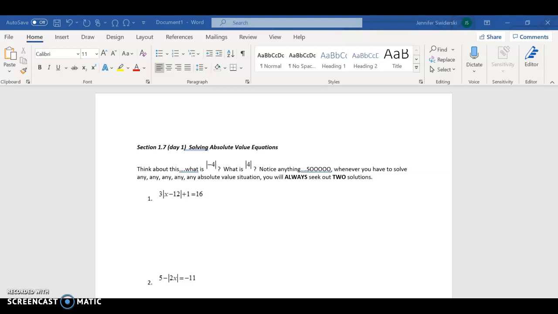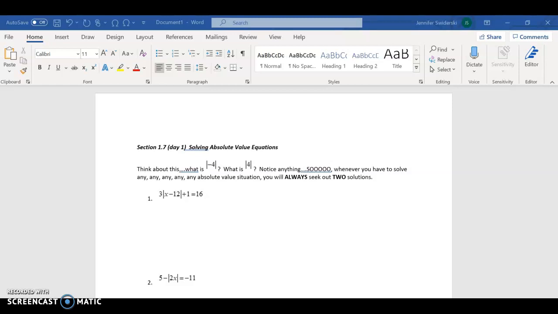So, you might remember from sixth grade, seventh grade, that an absolute value bracket looks like these bars down here with the 4 and the -4 in them. So, think about this. What is the absolute value of -4? Well, 4. What is the absolute value of 4? 4. Do you notice anything? And if so, what's happening?